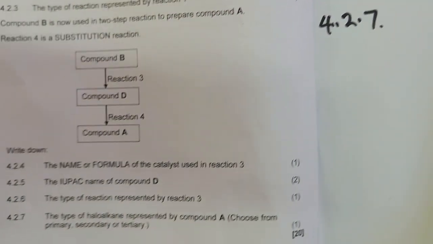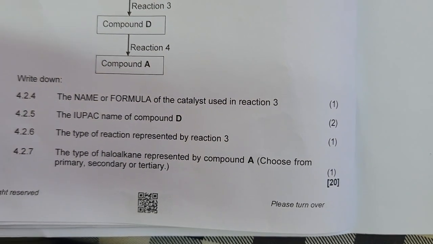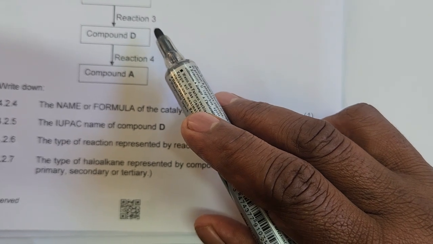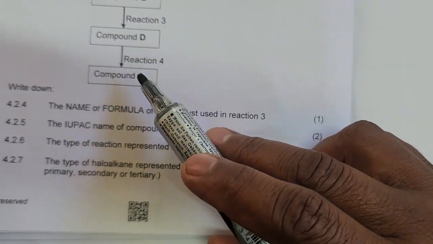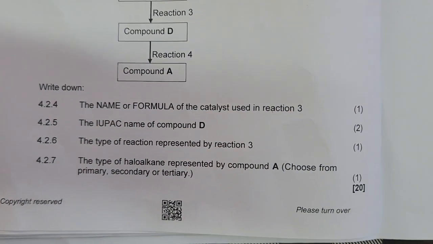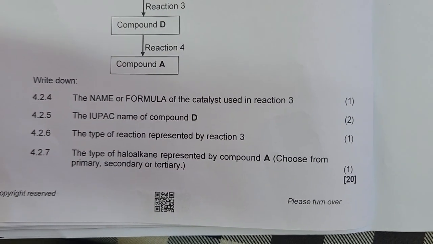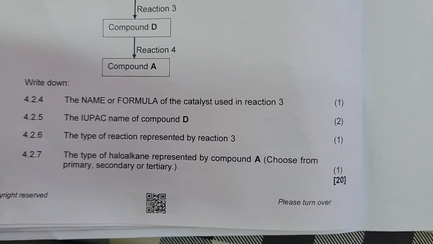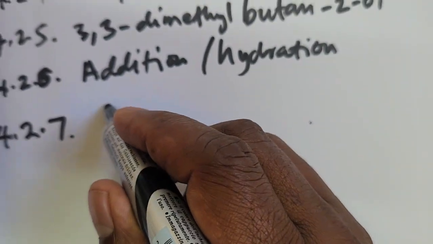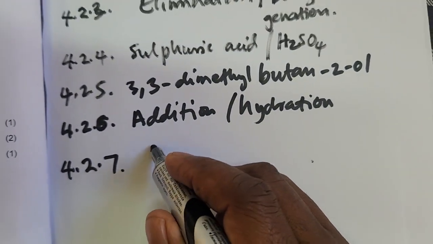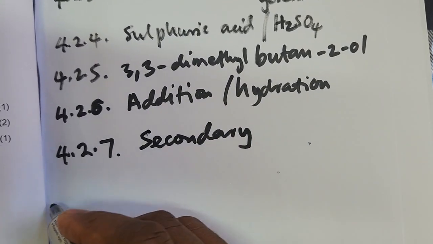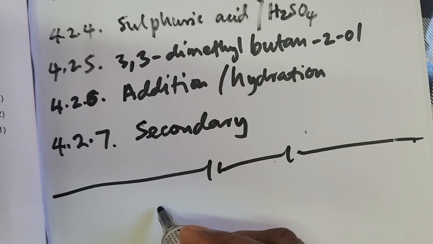And then 4.2.7. Now, if this one is 3,3-dimethylbutan-2-ol, therefore when we substitute it, the halogen will be at carbon number 2. Now they say write down the type of haloalkane represented by A. Choose from primary, secondary, or tertiary. And obviously, it's coming from a secondary alcohol. It will be a secondary haloalkane. So the answer in this case becomes secondary. So that is all about question number 4.